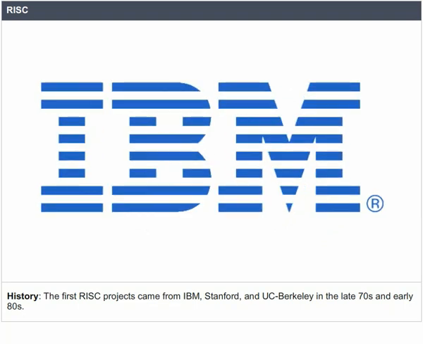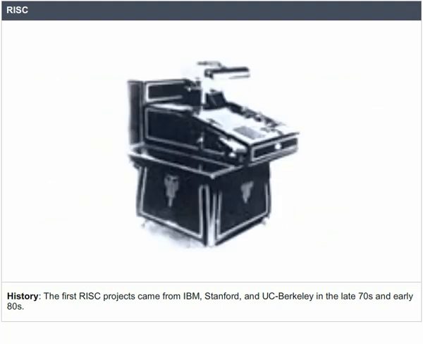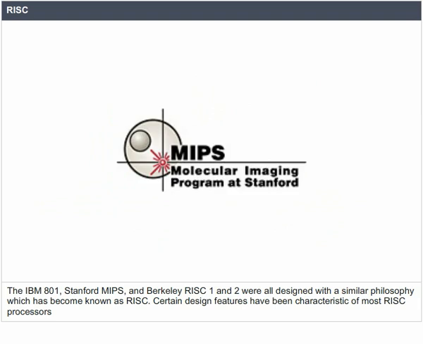History. The first RISC projects came from IBM, Stanford, and University of California at Berkeley in the late 1970s and early 80s. The IBM 801, Stanford MIPS, and Berkeley RISC 1 and 2 were all designed with a similar philosophy, which has become known as RISC. Certain design features have been characteristic of most RISC processors.